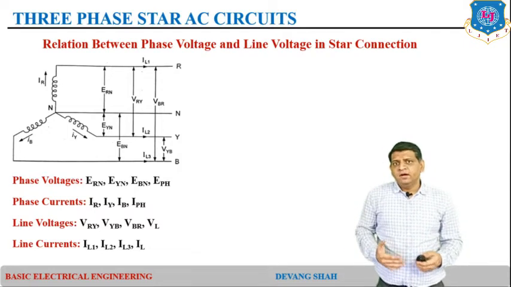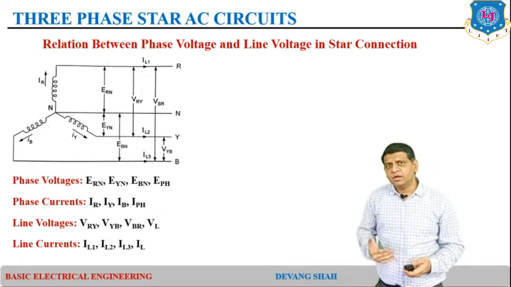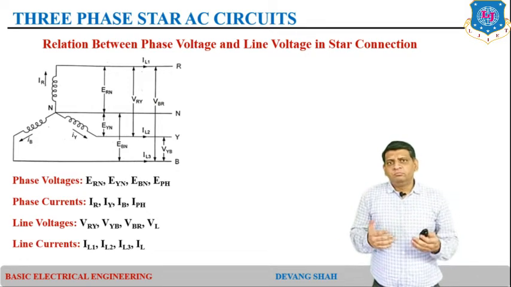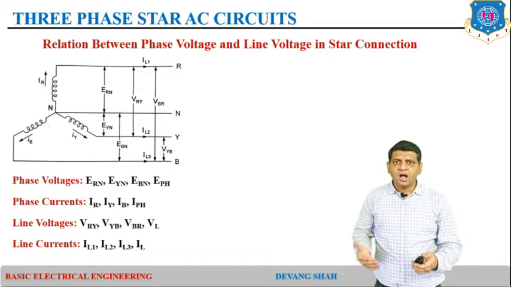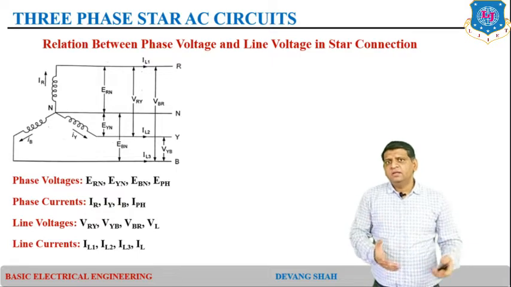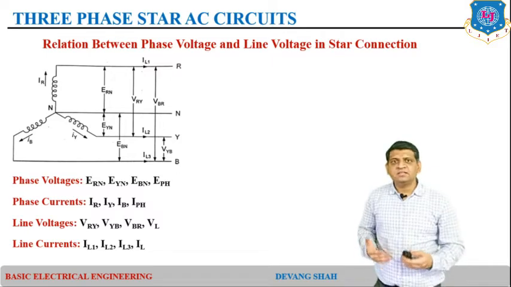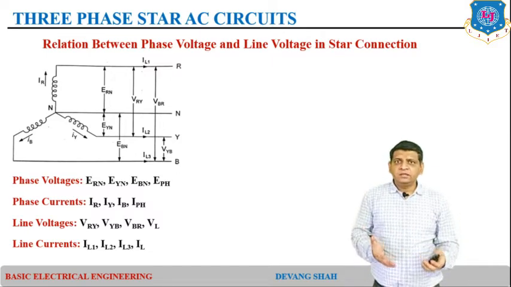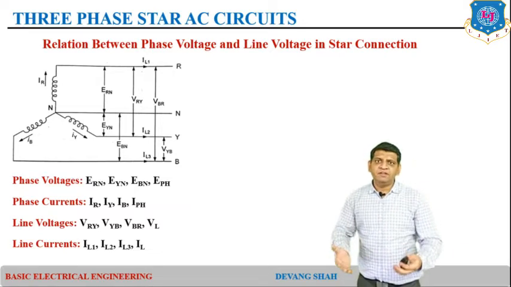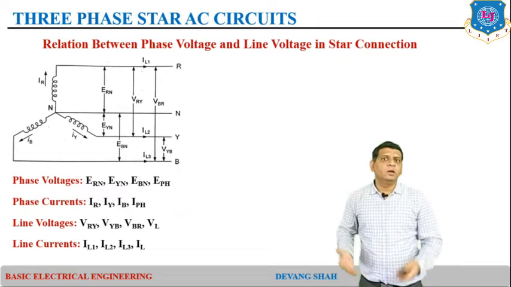Same way, if you talk about the line voltages, a line voltage is nothing but the voltage between two lines. Here I have a total of three lines: red line, yellow line and blue line. So the line voltages are VRY, VYB and VBR, and in general it is considered as VL. Same way, the line currents are defined as IL1, IL2, IL3 and IL. Now what is IL1? IL1 is the line 1 that we define as the red line. Same way, line 2 is the yellow line and line 3 is the blue line.